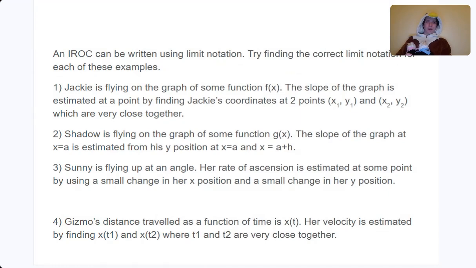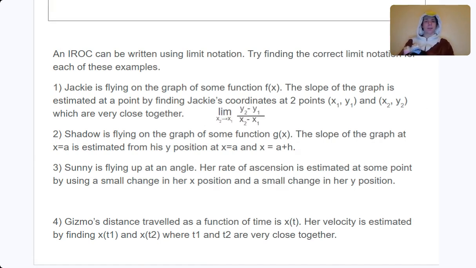So I'm going to let you try this for yourself. What would the limit notation of the instantaneous rate of change be for this? 1. Jackie is flying on the graph of some function f of x. The slope of the graph is estimated at a point by finding Jackie's coordinates at 2 points, x1, y1, and x2, y2. And these points are very close together, so it's getting closer and closer to the actual slope. Well, we're going to want to take a limit. In this case, the limit is x2 approaches x1 of y2 minus y1 over x2 minus x1.